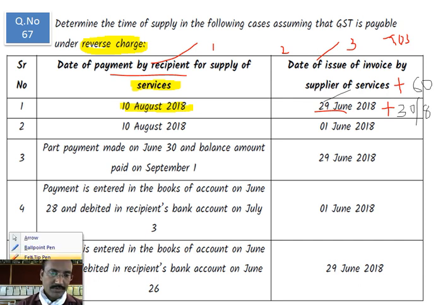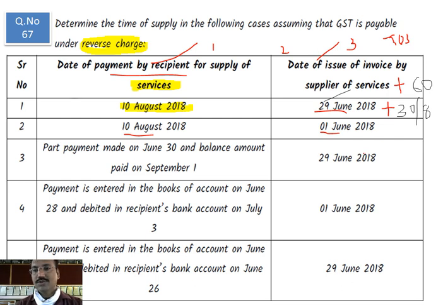Then move to the next one now. Here is the 10th August and here is the 1st June. For 1st June, 2 months: June to July is the 1st month, July to August the 2nd. So the date is 2nd August, the revised date of issue of invoice. So 2nd August or 10th August, whichever is earlier of these two.